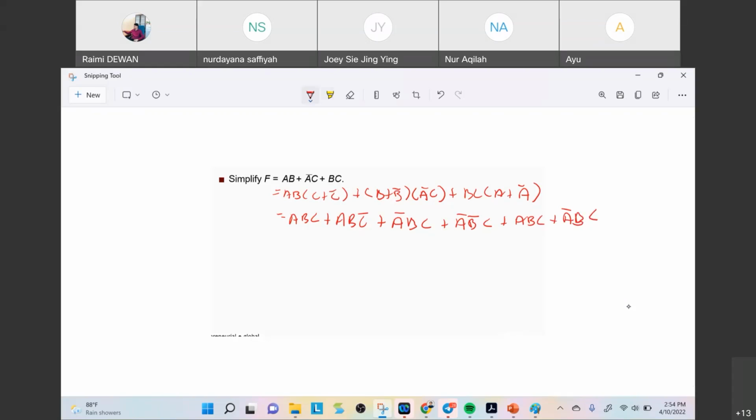Then this and this look the same. This one and this one look the same, so ignore. Okay, because this one and this one is the same, and then ABC is also the same.